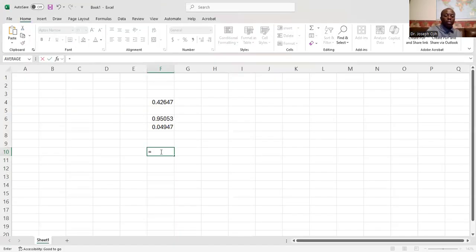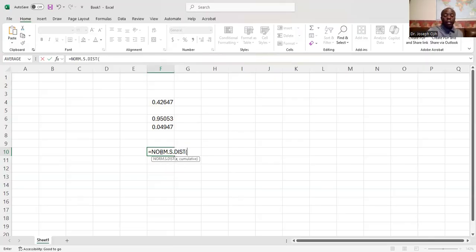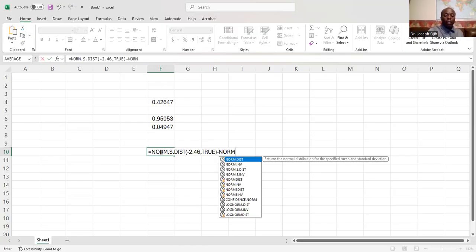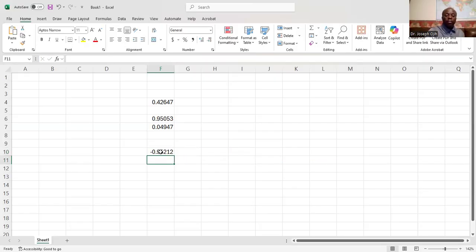So it's going to be equals NORM.S.DIST. Z1 is negative 2.46, comma, true, minus NORM.S.DIST. Of course, you know that S means standard, and this means distribution, so normal standard distribution. Z2 is 1.74, comma, true. Close the parenthesis and press the enter key.